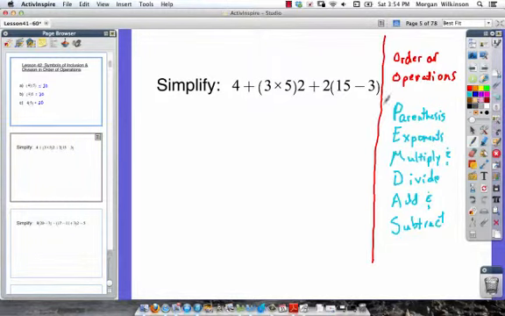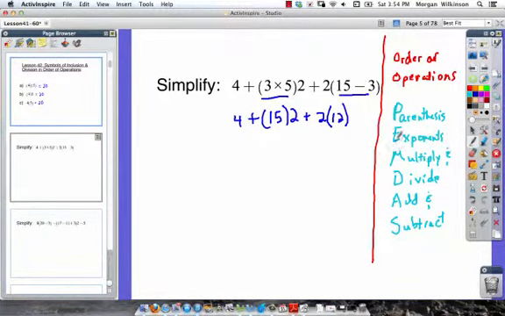Alright, we'll use blue today. So we're going to do everything within parentheses first. We're going to do this first, 3 times 5, and we're going to do this next because we always work from left to right, just like we read a book. So 3 times 5, that's 15. We're going to get 4 plus 15 times 2 plus 2 times 15 minus 3, which must be 12. Now, we have nothing to simplify within parentheses on our second line. So then, we can move down.